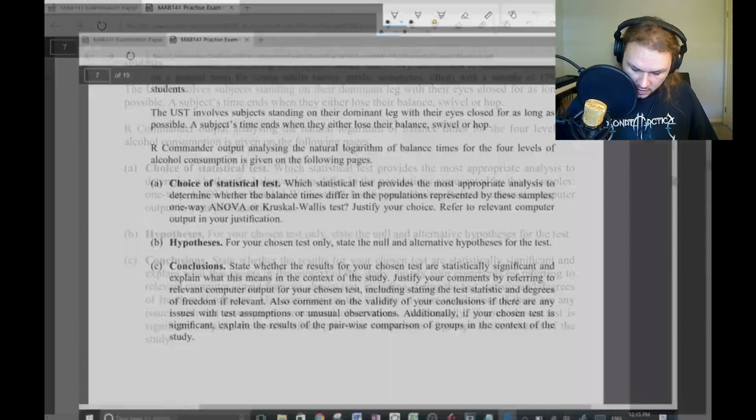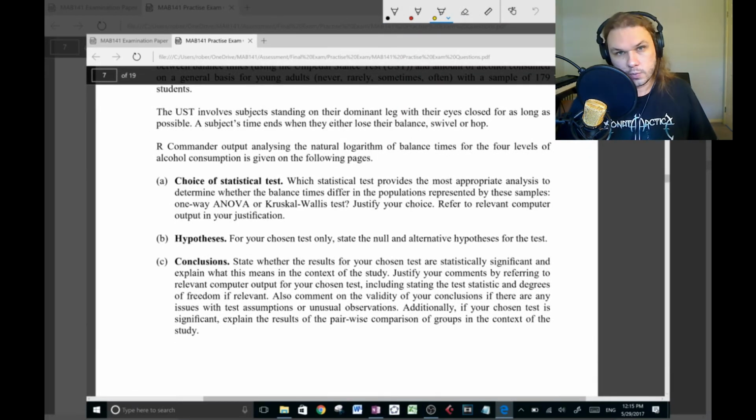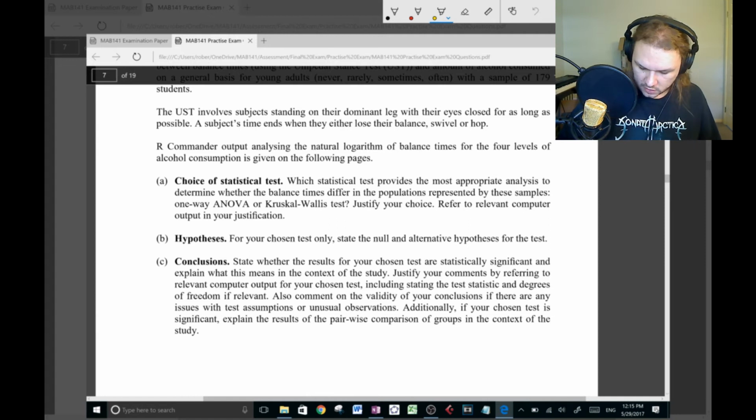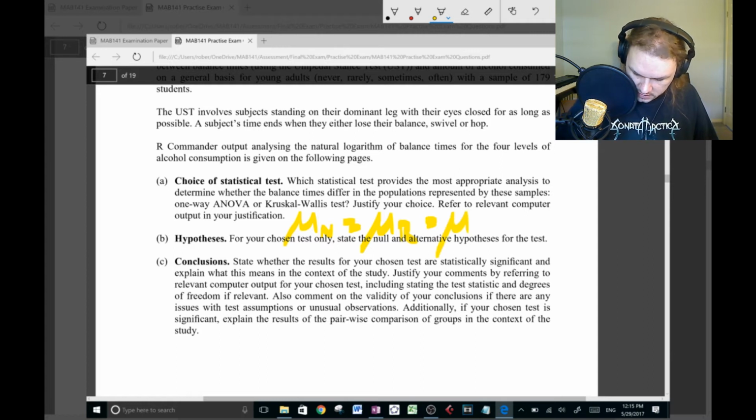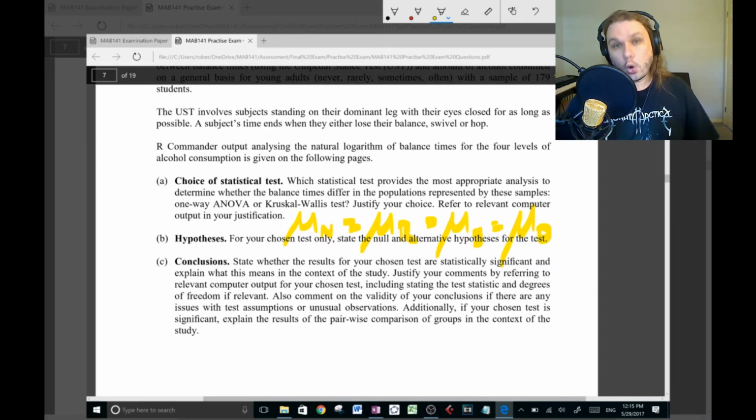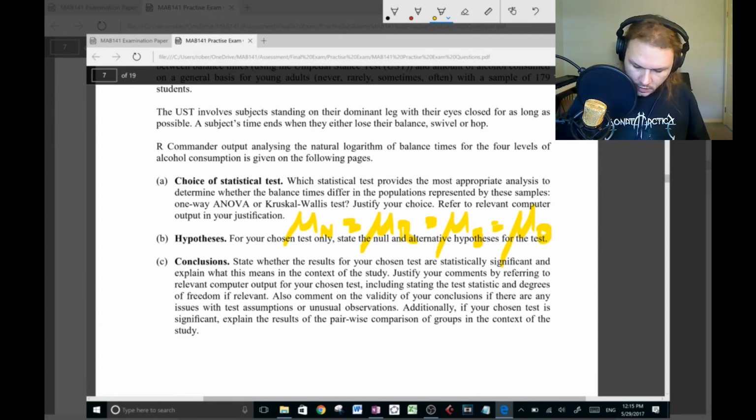Now, the null hypothesis here is that all 4 groups have an equal average. So this would be that the average balance time in the never category would be equal to the average balance time in the rarely category, which would be equal to the average balance time in the sometimes category, which would be equal to the average balance time in the often category. Or you could just write down that the average balance time is the same across all 4 categories of alcohol level. So that would be the null hypothesis. The alternative hypothesis would be that at least one of these groups has a difference.